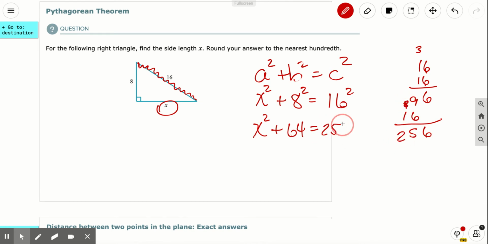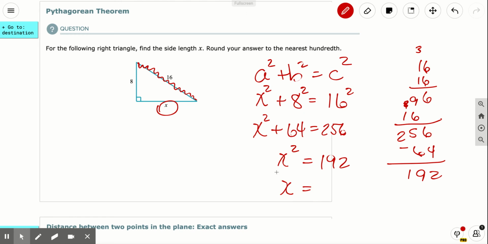256. Subtract 64. So again, you can go back up there. You could do 256 minus 64. I'm just doing it by hand because I actually like working by hand, you guys. 192. And then you're going to take the square root of both sides. So take the square root. That undoes that. Take the square root of 192.